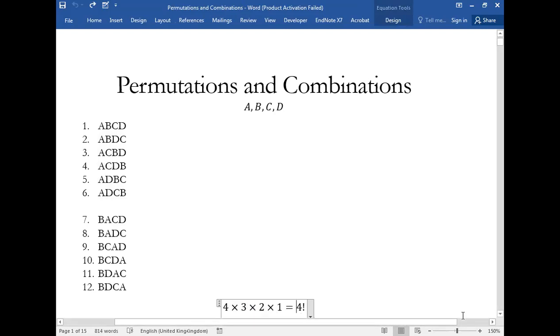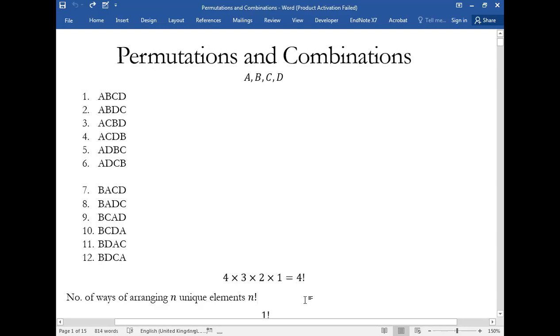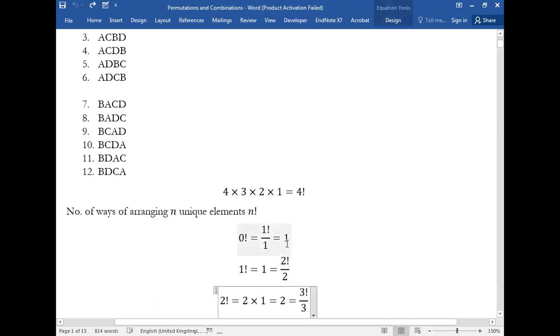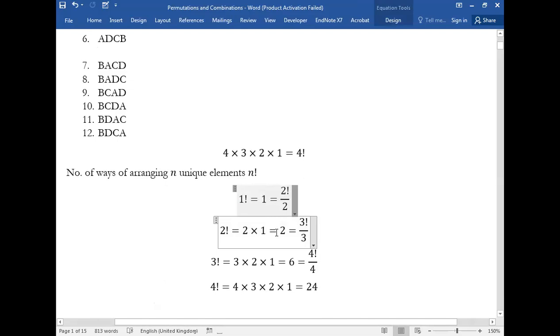So if I were to arrange n unique elements, how many arrangements will I get? N factorial. Is that right? Is this clear? You can understand this thing. This is with unique elements. Sahi hai? Okay. Now, what is 1 factorial? 1. What is 2 factorial? 2. What is 3 factorial? 6. What is 4 factorial?